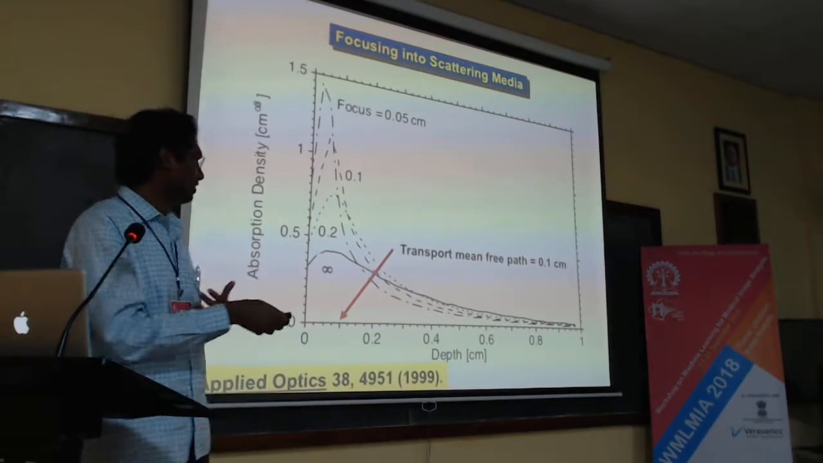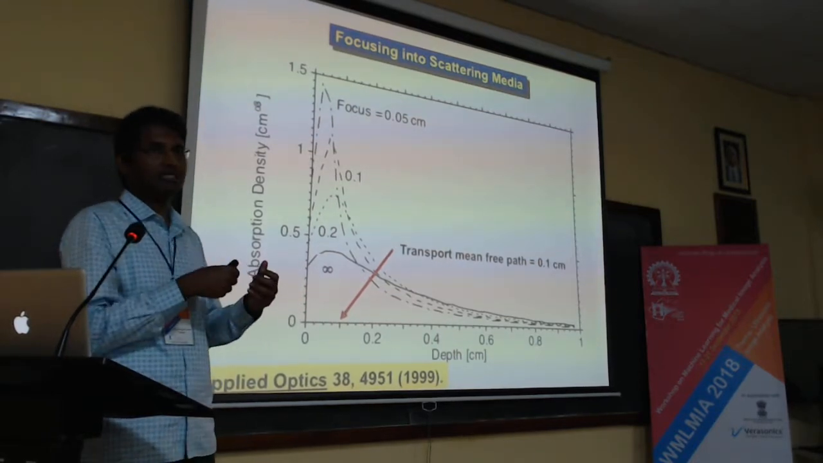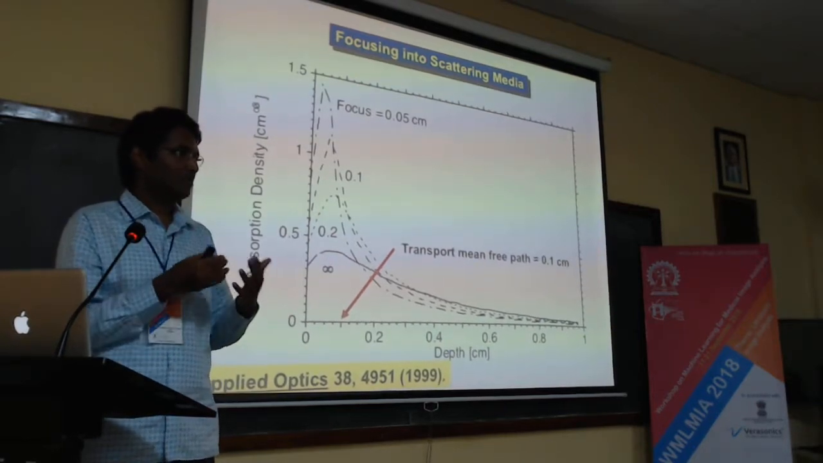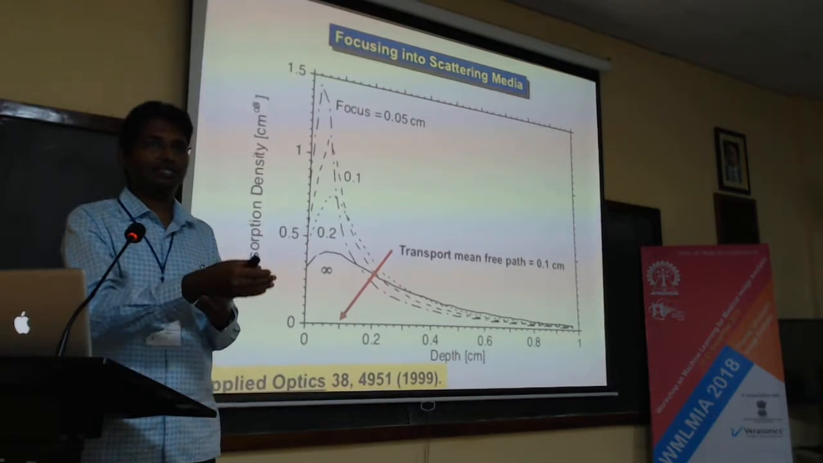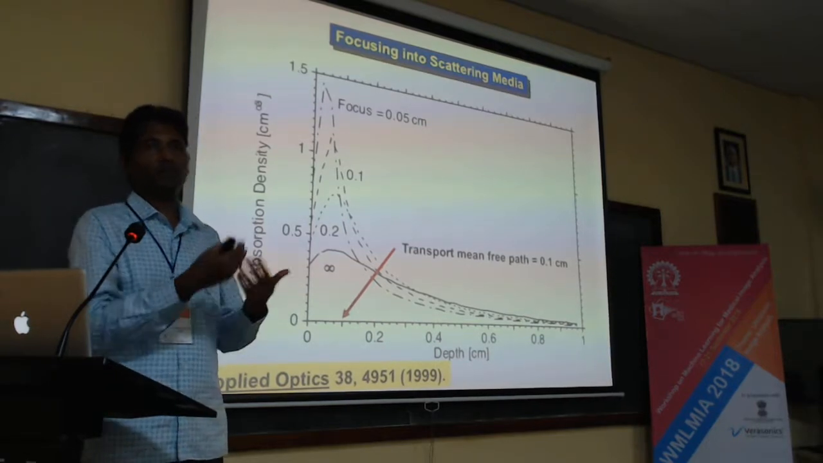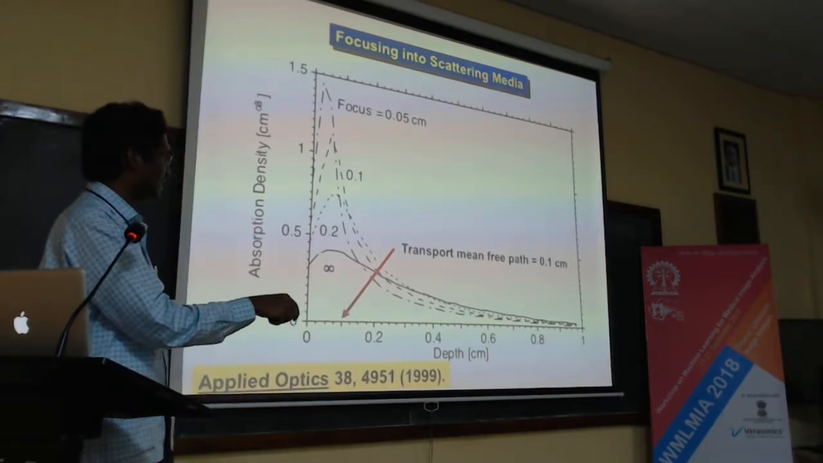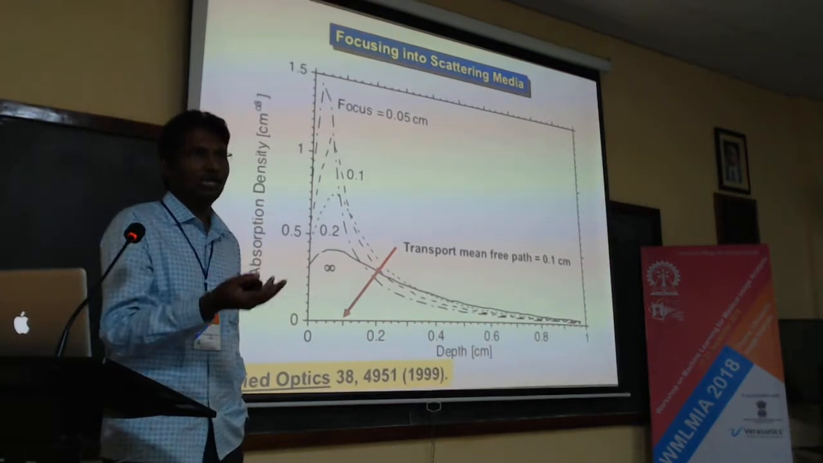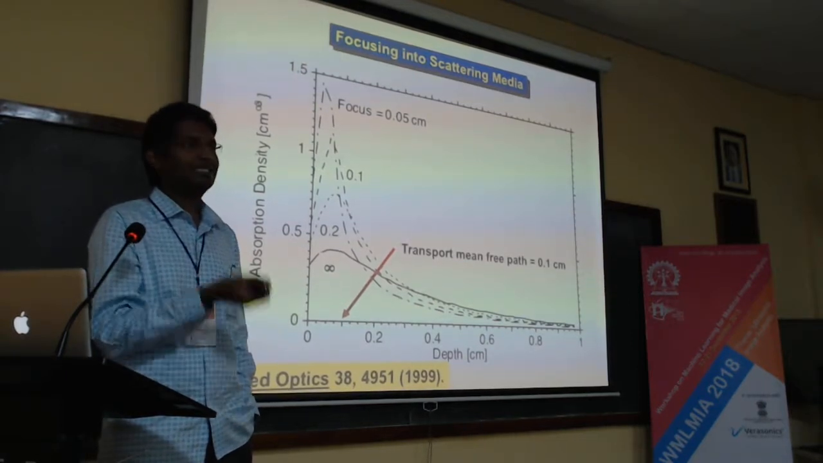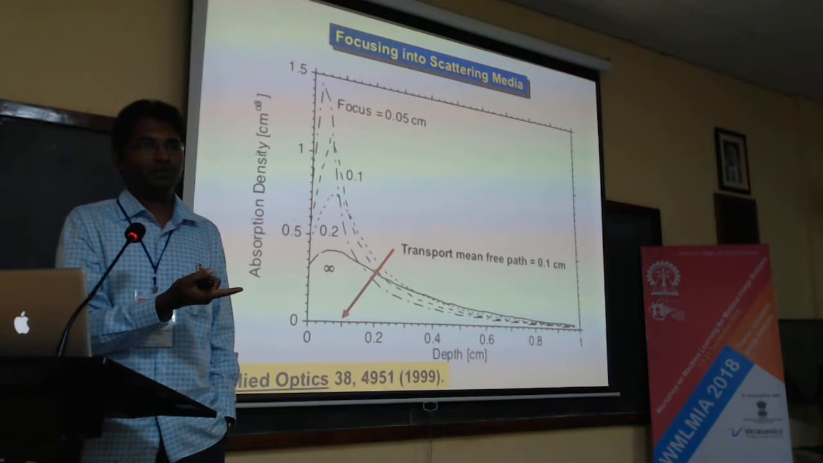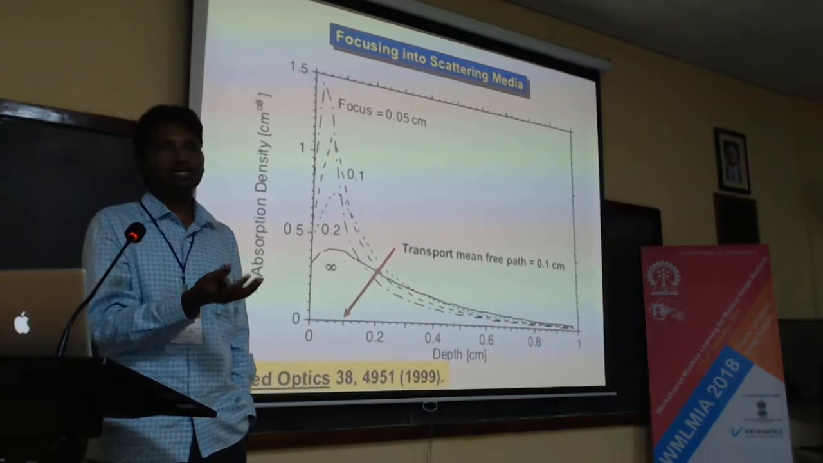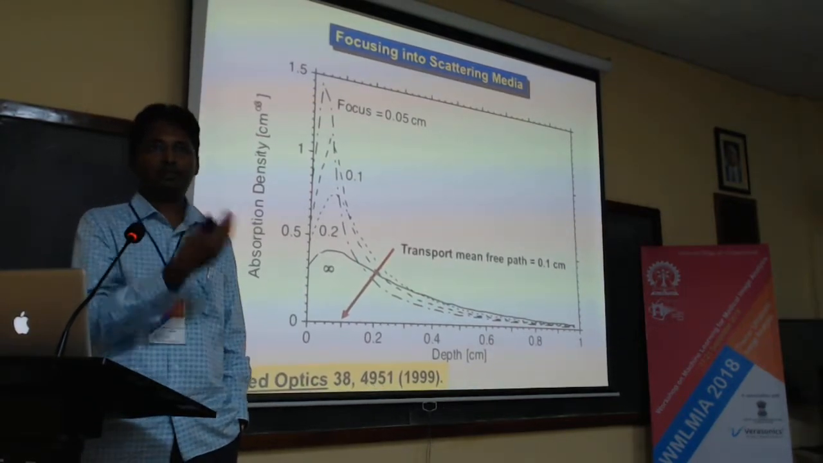So the transport free path is how much distance radiation travels without having a single interaction. The first moment it has an interaction, that is what we say is a scattering event. And the reverse of that gives you the distance. Currently we say that about 0.1 centimeters, or 1 mm, is what tissue typically allows before scattering. So for every 1 mm, there is at least one scattering event. If you have 5 mm, there are going to be 5 scattering events. That is what really limits our resolution.